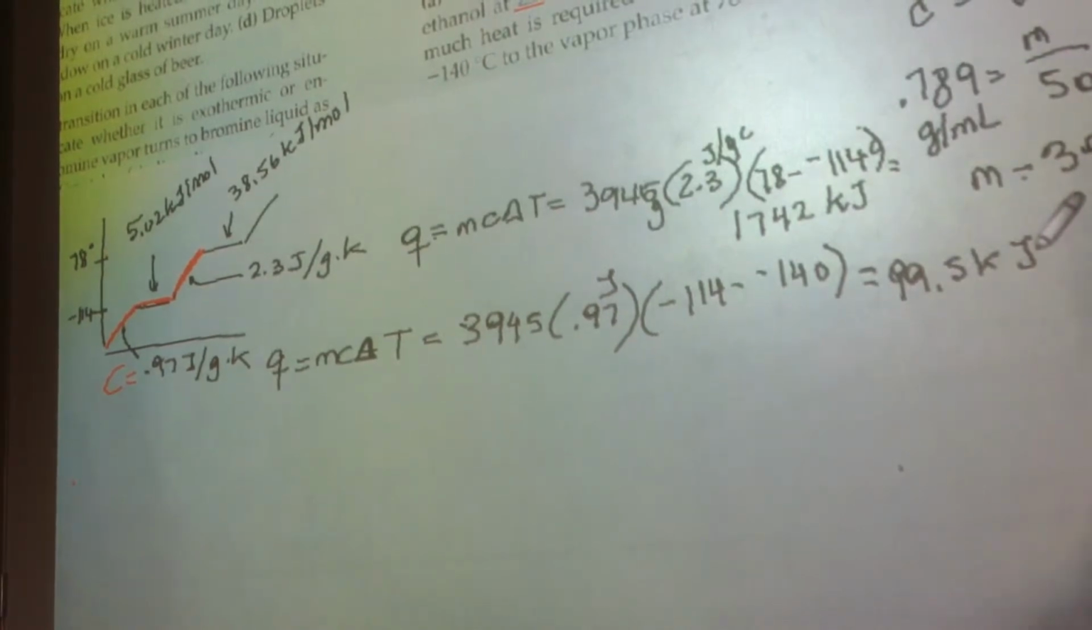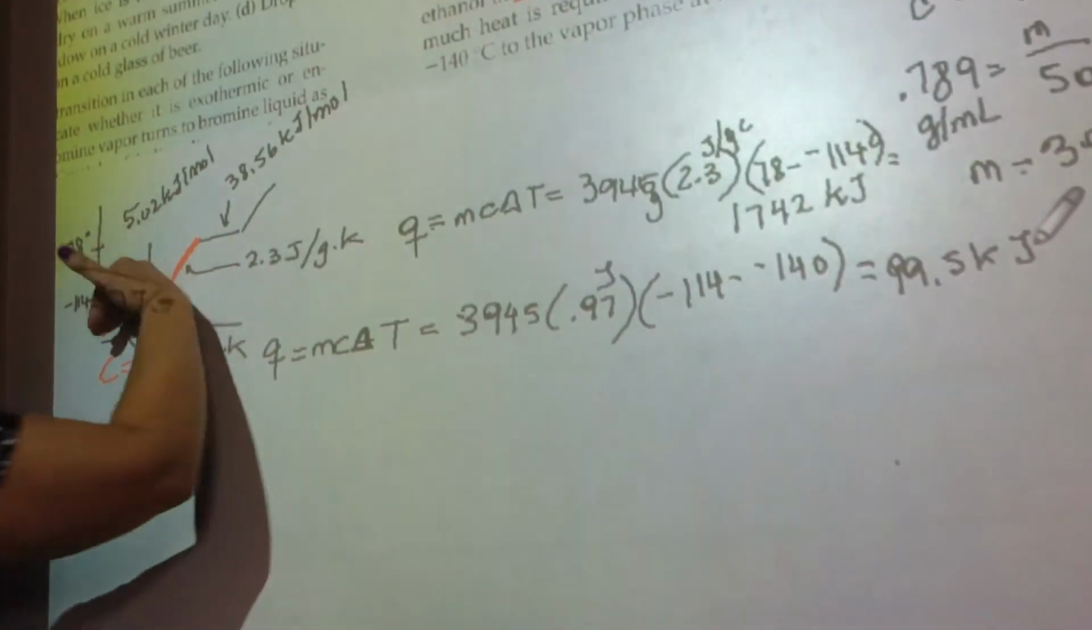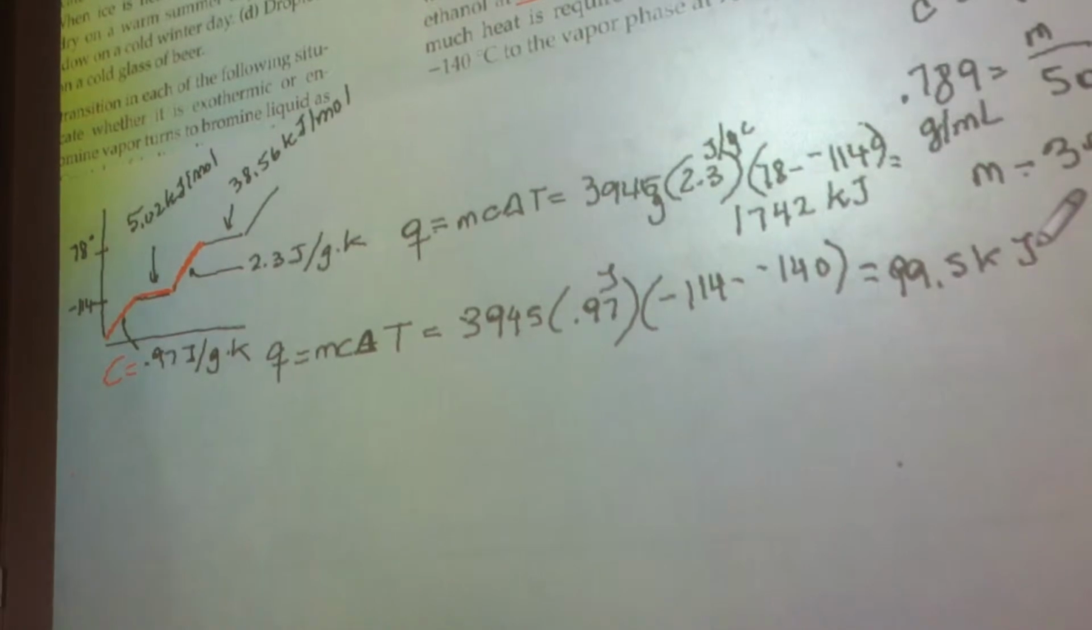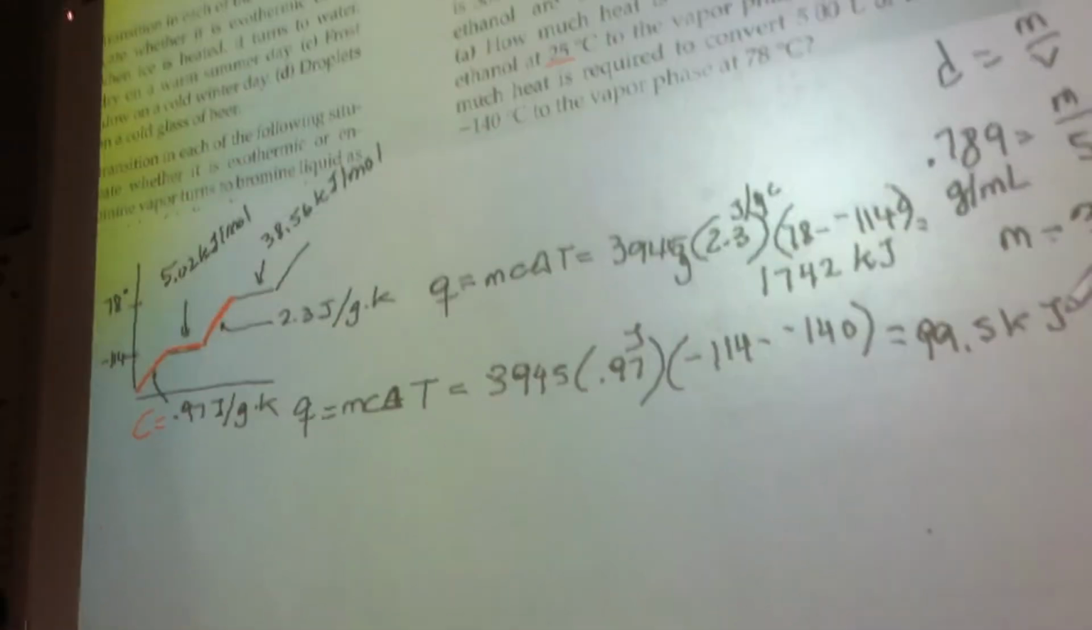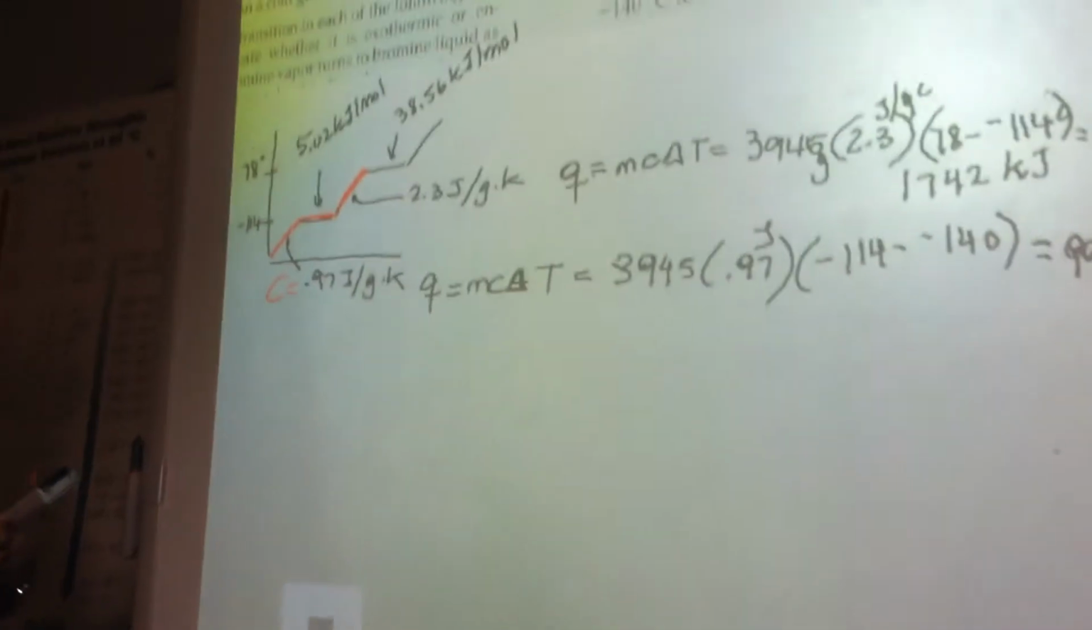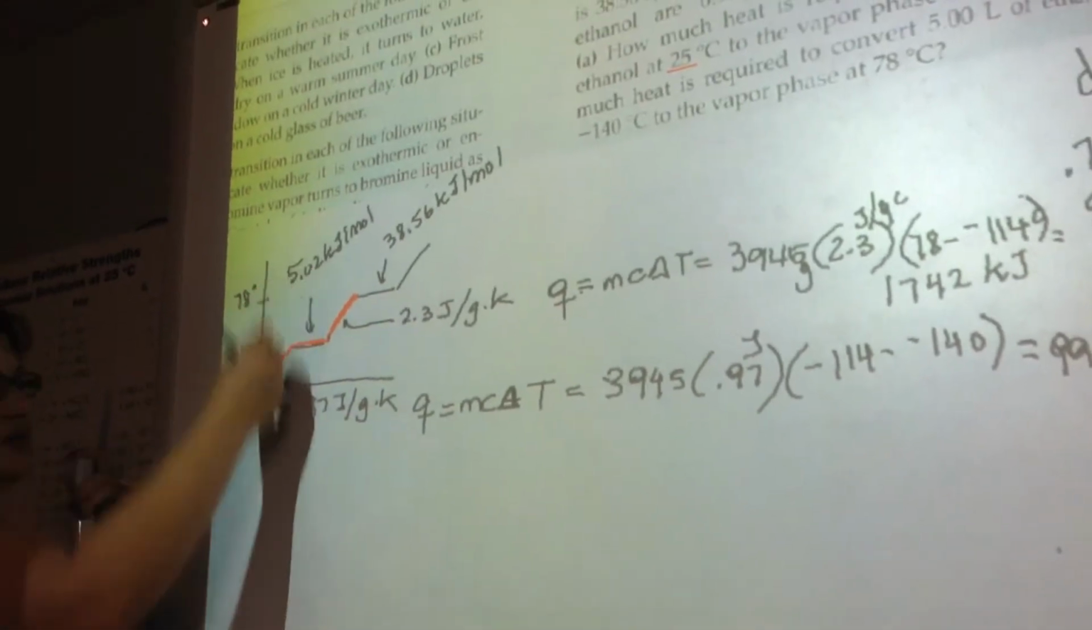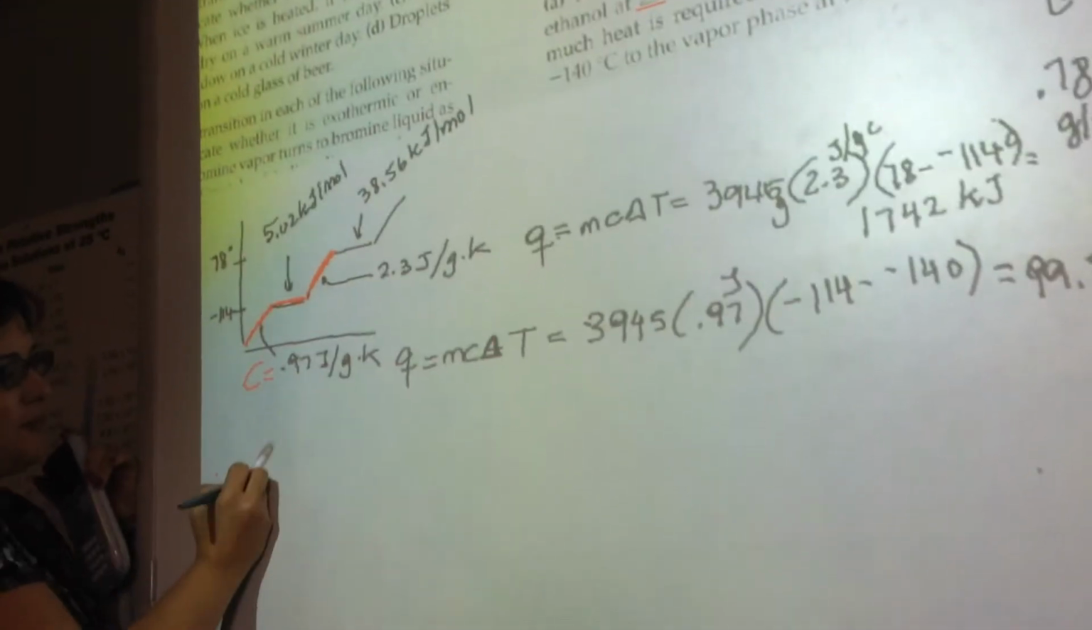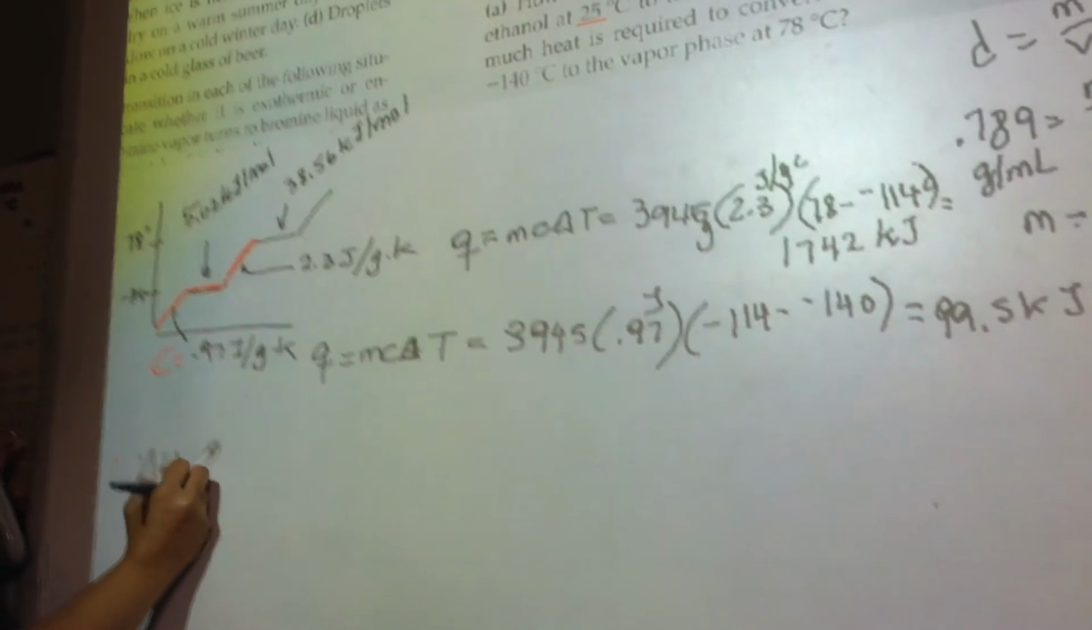So I know how much energy it takes to go here and there. Now I've got to figure out how much energy it takes to get through the plateau, and so now we're going to come back to your question. This plateau represents the enthalpy of fusion.